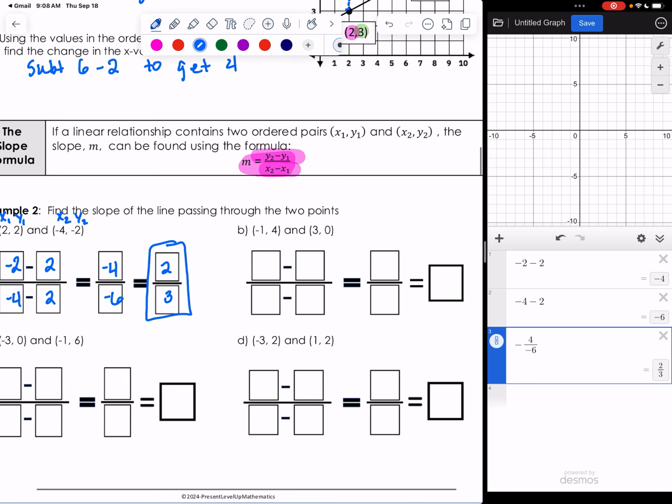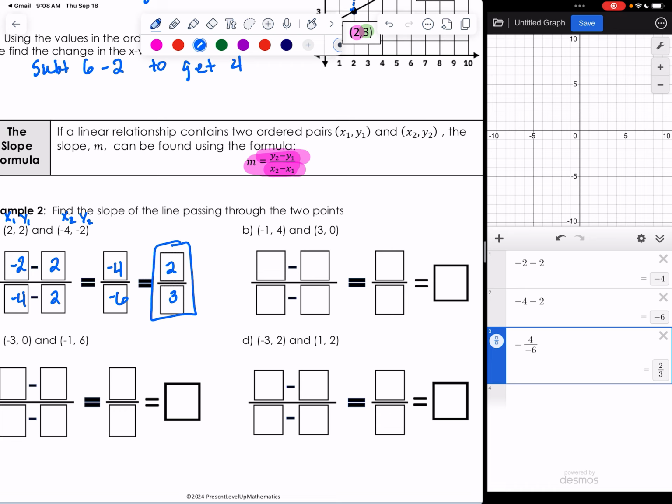All right, let's try another one. In part B, the line passes through (negative 1, 4), so here's our x1 and our y1, and (3, 0), so there's our x2, y2. And we want to find the slope of that line. On top of the fraction, we're going to subtract our y values. So the second y is 0 minus the first y, which is 4. On the bottom of the fraction, we're going to subtract our x values. So our second x value is 3 minus our first x value, which is negative 1.